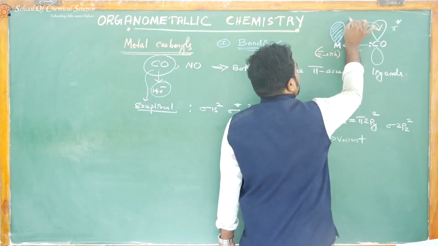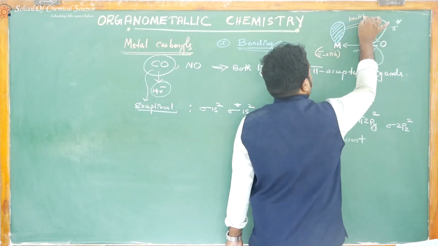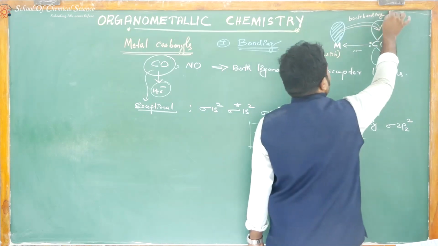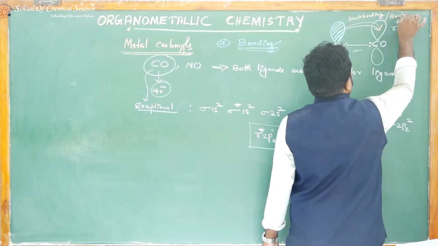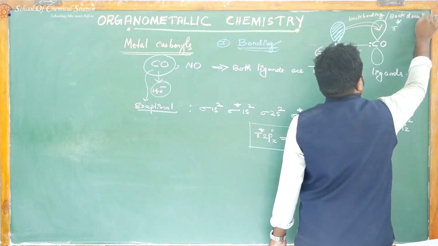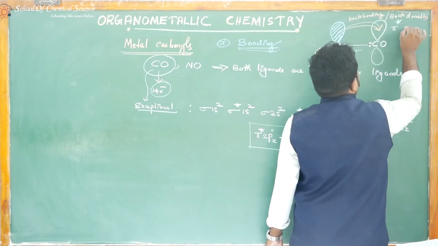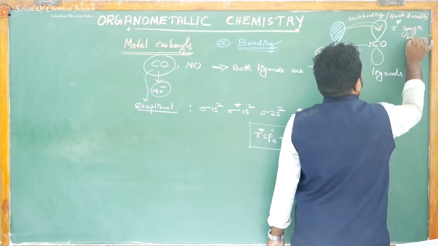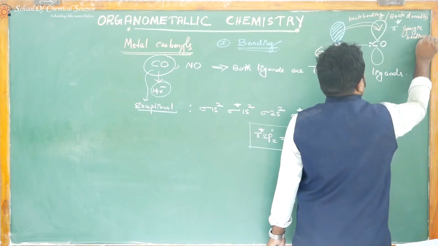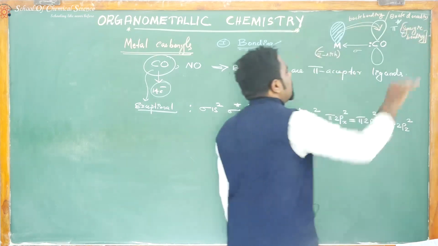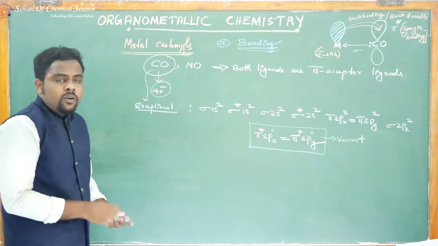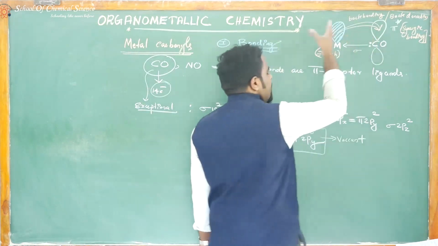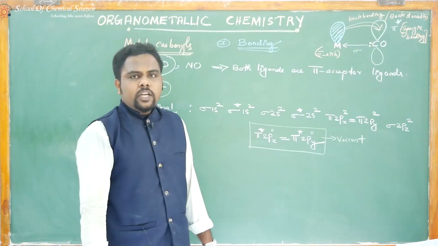This bonding is called back bonding. Back bonding is also called back donation, or it is also called synergic bonding. So in the first case, carbon monoxide donates its electron density to the metal, and a sigma bond is formed.